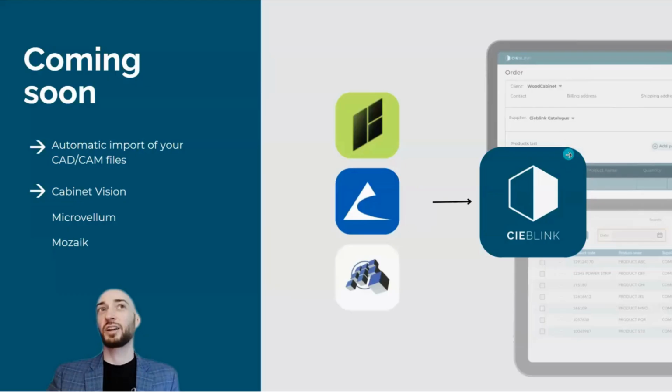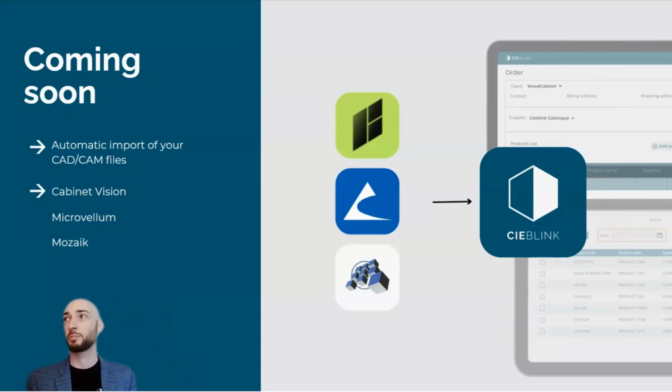Pleasure. So, like it wasn't enough, we also want to share the great news that coming soon we'll have the automatic import of your CAD/CAM file from Cabinet Vision, Microvellum, or Mosaic for your bill of material directly within Cieblink. This should be coming in the upcoming weeks or months. Another great feature provided by Cieblink to help you streamline that process. Again, that's going to be with the AI, to help it go as fast as possible.